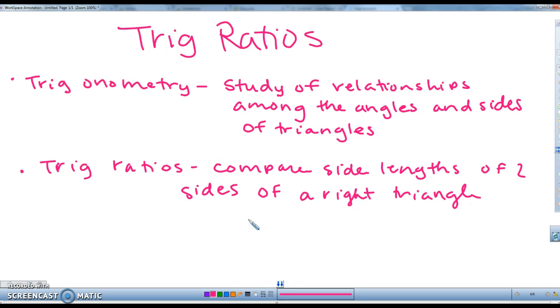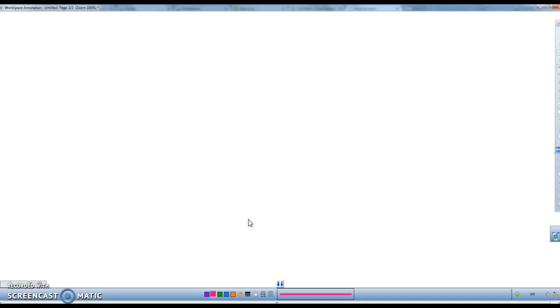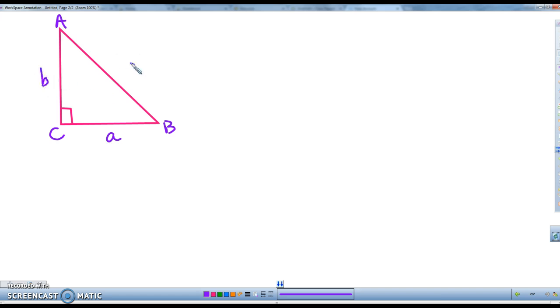Okay, so let's take a look at just kind of an example triangle to start. And we know it's a right triangle because that's marked for us. And we're going to label our triangle with the vertices with capital letters A, B, and C. And then the sides will label with lowercase letters. Side A will be across from angle A. Side B will be across from angle B. And side C is our hypotenuse across from the right angle C.